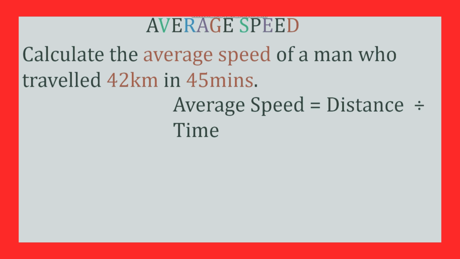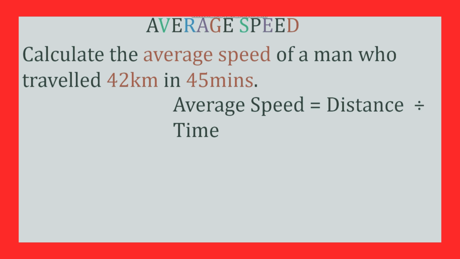We have the distance, which is in kilometers, and we have the time. But one other thing that you need to know is that average speed takes the unit of kilometer per hour. That is, the distance must be in kilometers and the time must be in hours. Or the distance could be in meters and the time will be in seconds. I repeat that. The distance will be in kilometers and the time will be in hours, or the distance will be in meters and the time will be in seconds.